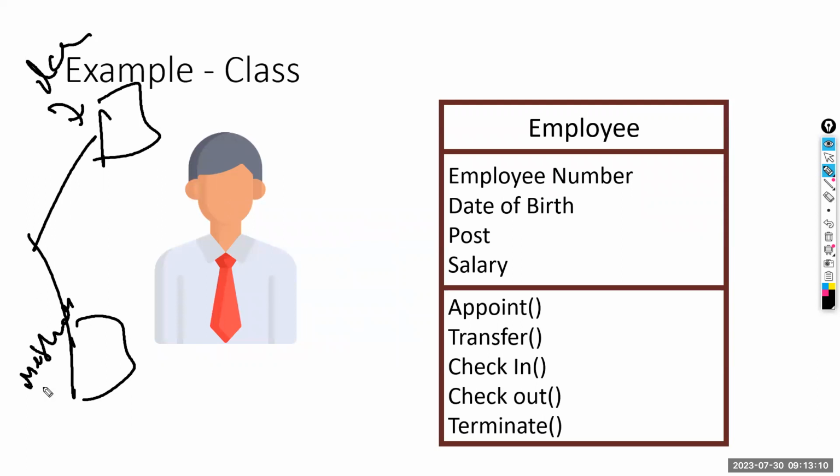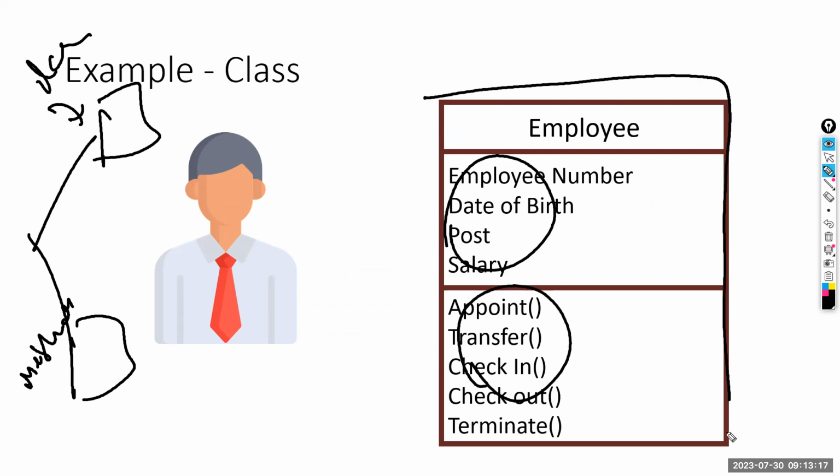Methods or functionalities. But in object-oriented programming, attributes and behaviors are, we use the word what?